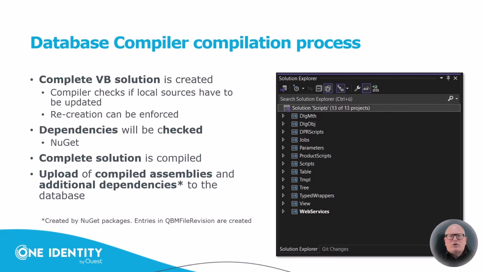What the compiler is doing, it uploads, of course, the compiled assemblies, and if there are references or dependencies on other files, these files will be downloaded, the NuGet packages will be downloaded, and all of these necessary assemblies will be written to the database as well. Therefore, there are some changes in QBM file revision. We will talk about them in detail a little bit later.